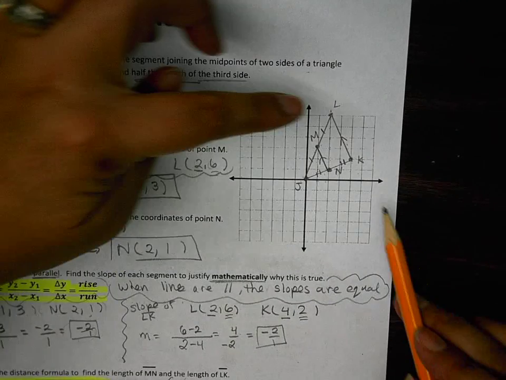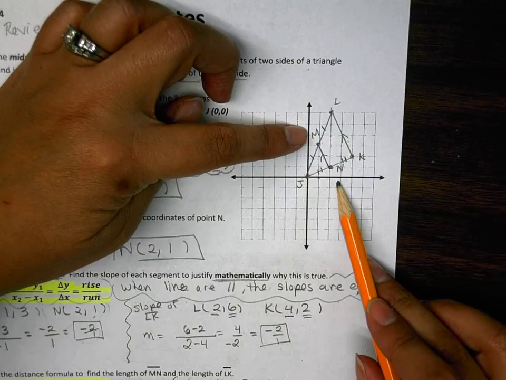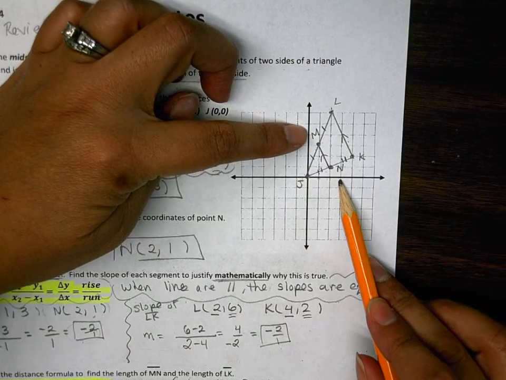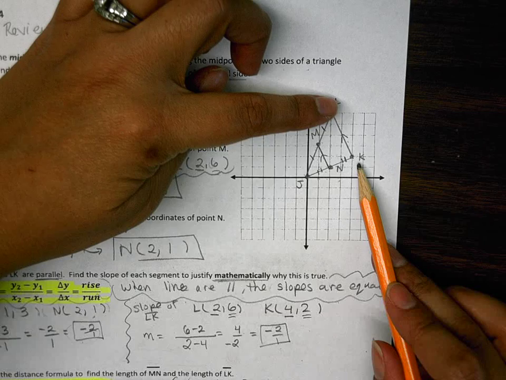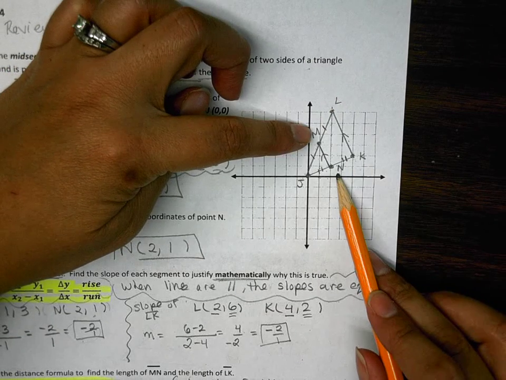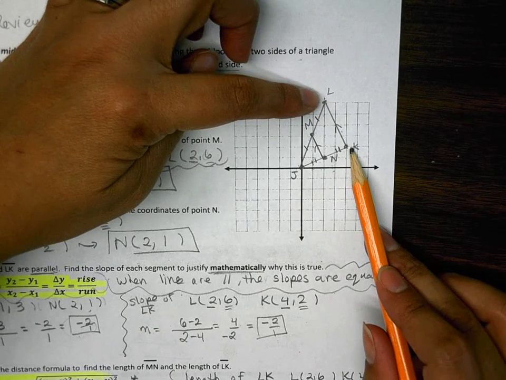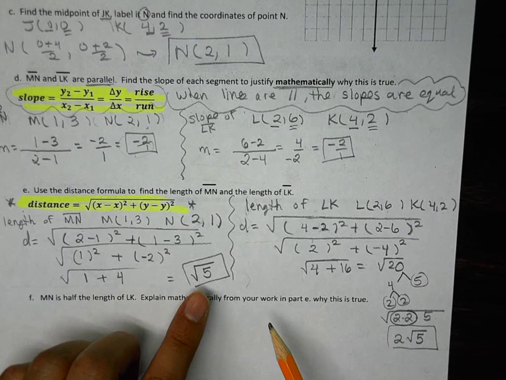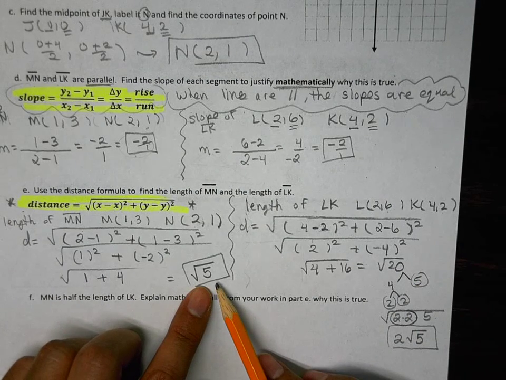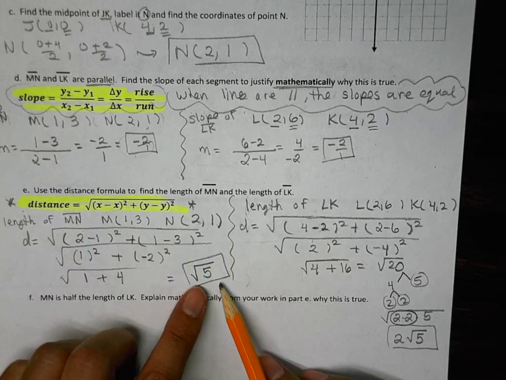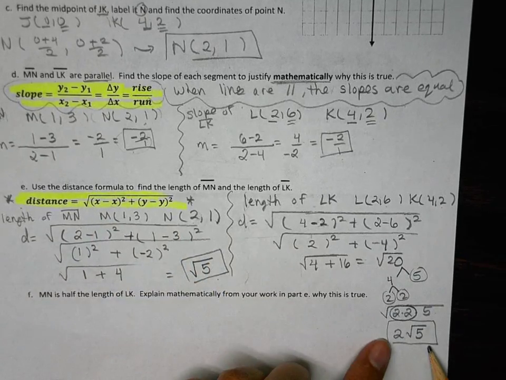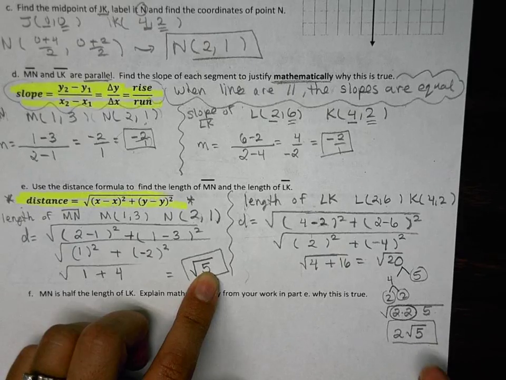What did we say? That LK should be how much bigger than MN? I'll repeat the question. 2 times as big. LK should be twice as big as MN. Let's see. MN is root 5, and LK is 2 times root 5. Did LK end up being twice as big? Yes, it does.